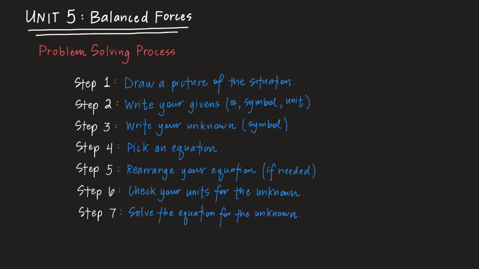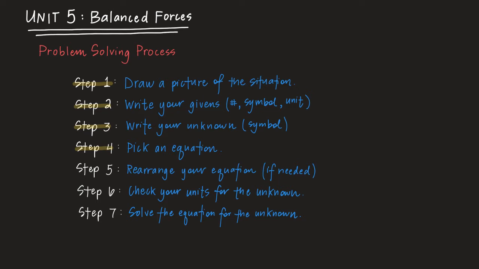So drawing a picture of our situation, writing our givens, writing our unknown, picking an equation, rearranging the equation if needed, and then checking our units and solving the equation for the unknown. Specifically today, we are going to focus on steps 1 through 4. So just setting up the problem. How do we set up the problem and make sure that we pick the right equation?